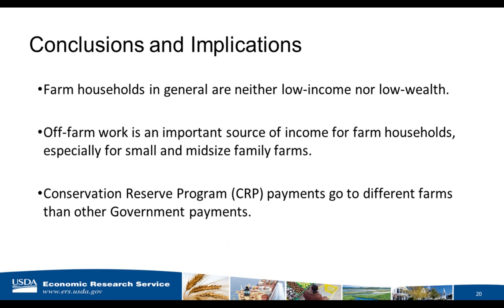To continue, in 2018, about 43% of farm households had income below the median for all U.S. households, and 3% had wealth less than the U.S. median. Farm spouses who work off the farm cite healthcare benefits as one of the important reasons for working off the farm. And lastly, CRP payments mostly go to retirement, off-farm occupation, and low sales farms, while commodity-related and working land payments go to family farms with annual gross revenue of $150,000 or more.